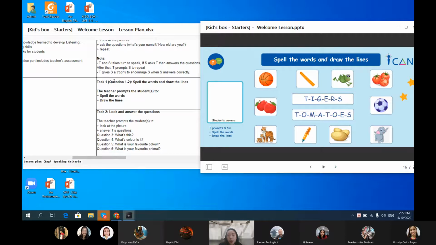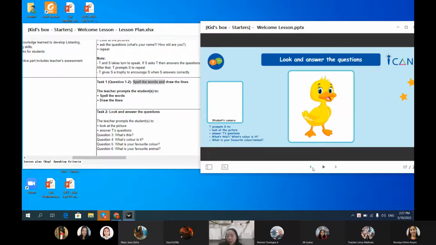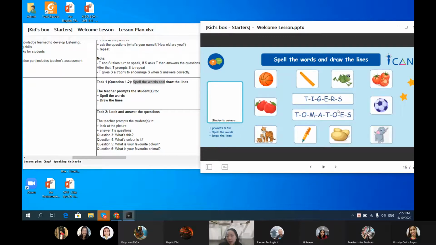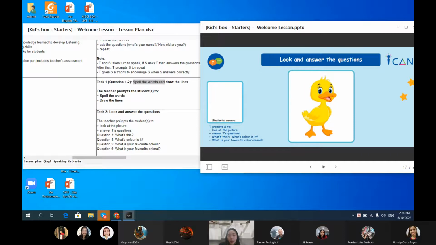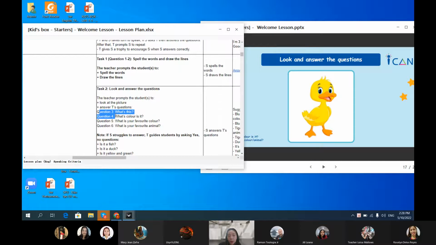Okay, so questions 1 to 2 are to spell the words and draw the lines, for example. The student has to spell the words here, tigers and tomatoes, and they have to draw the lines correctly. Then you will give the student a score based on their answers, right? This slide will contain the first two questions. Next one is slide number 2, which will contain questions 3 to 6.